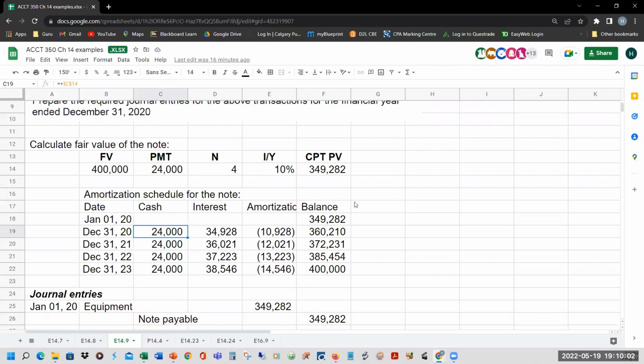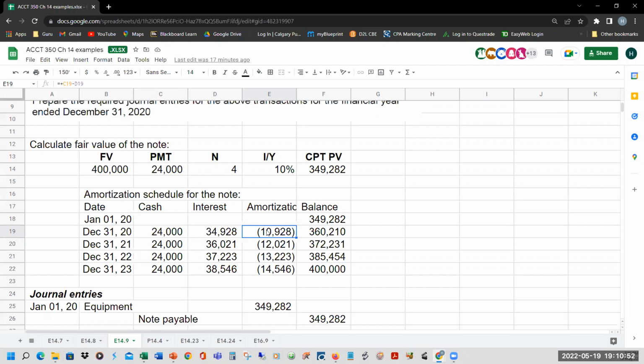Well, since the market rate is 10%, and we started out with the note at 349,282, it doesn't take rocket science to figure out that 10% of 349,282 is $34,928. And that's certainly a heck of a lot more than the $24,000 that Bon Appetito is actually paying, right? The interest expense is more. So the company's paying cash, but it's not paying enough cash. It's falling short. How much is it falling short by? It's falling short by $10,928.